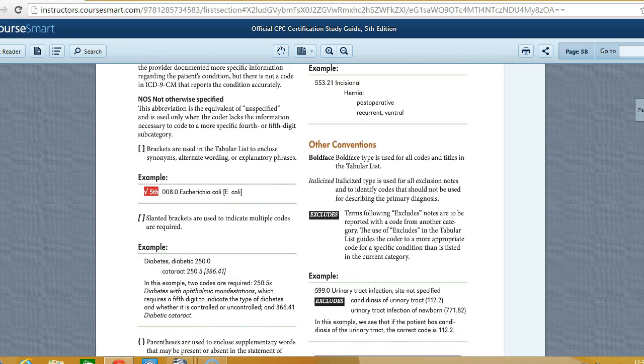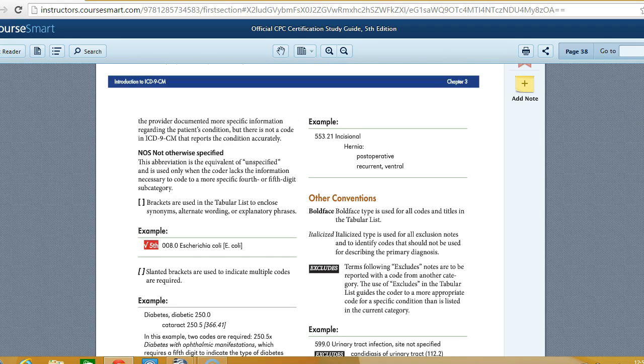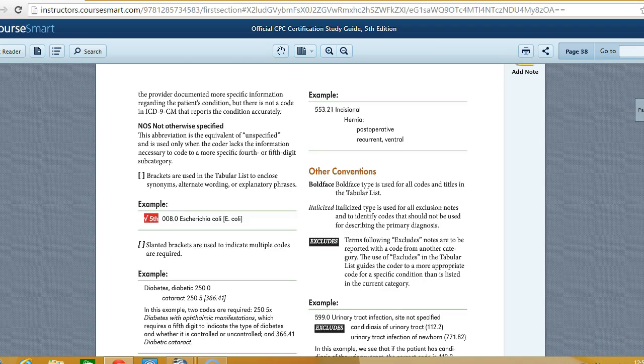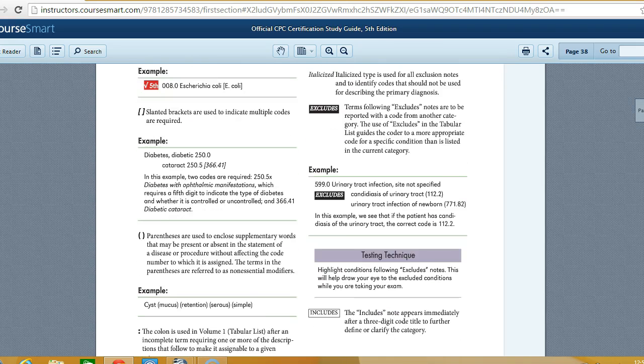Remember, boldface is a title in the tabular list. Excludes, remember, excludes following notes are to be reported with a code from another category. So you cannot code those two things you're trying to code together. Use excludes in the tabular list to guide the coder to a more appropriate code. Okay, so you can't use the two things you're trying to code together.